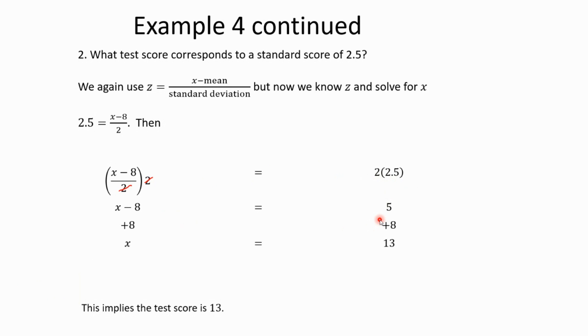That's good. So what? Well, we want x, right? So we add 8 to each side. We get x is 13. So the test score that corresponds to a z-score of 2.5, standard score of 2.5, is 13.